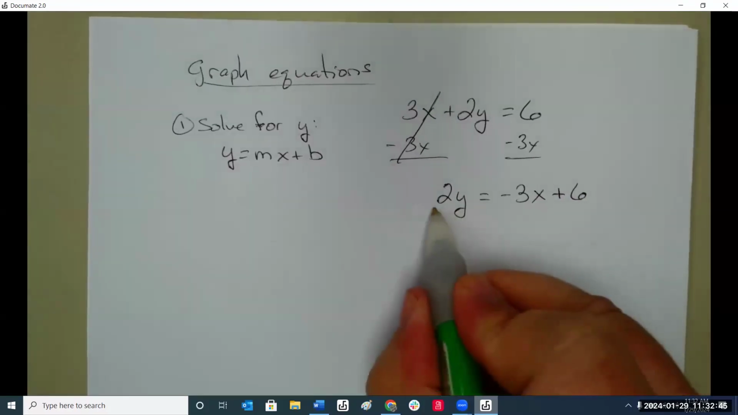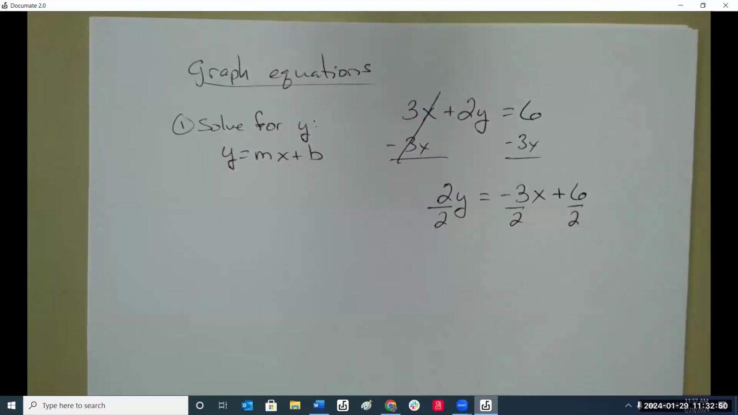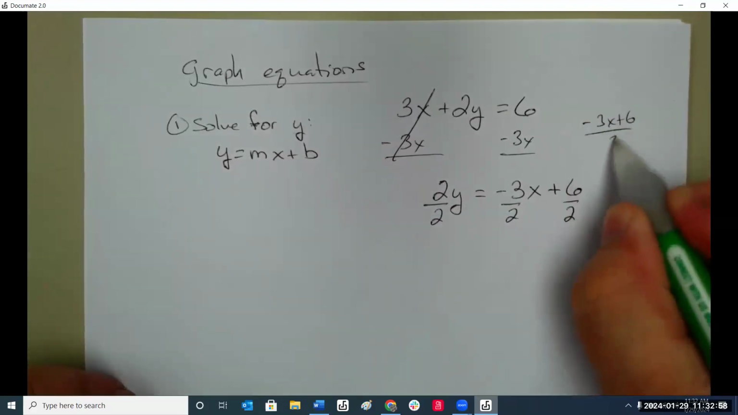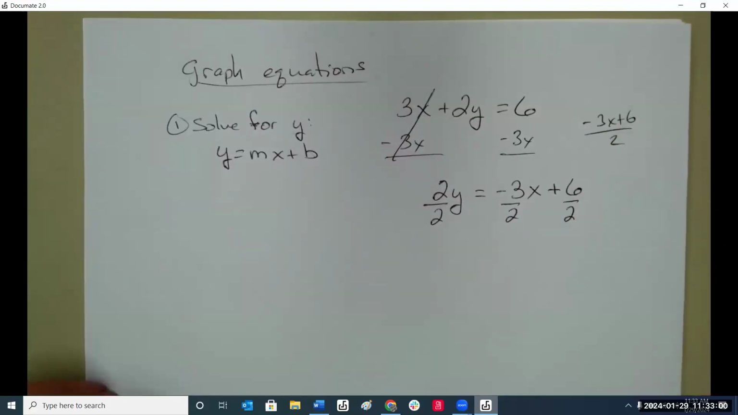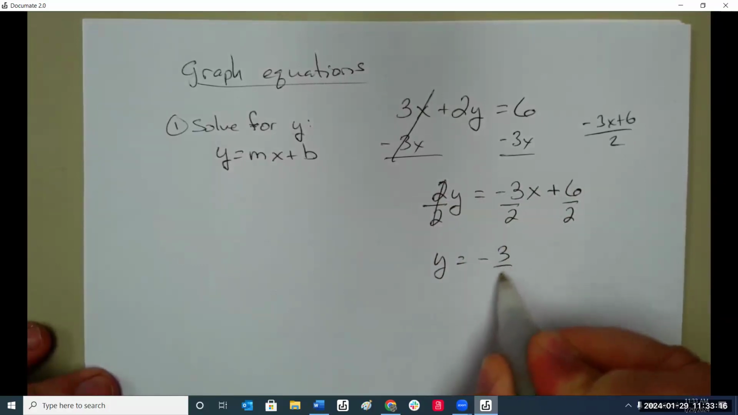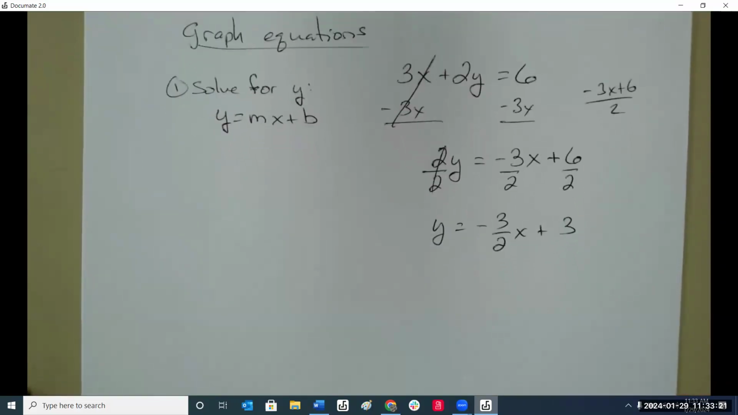Divide everything by 2. When you do that, do each term separately. Because if you went negative 3x plus 6 divided by 2, that doesn't tell us much. You've got to divide each term. Why must we divide each term by 2? Because now each of these numbers tells us a different part of the story.